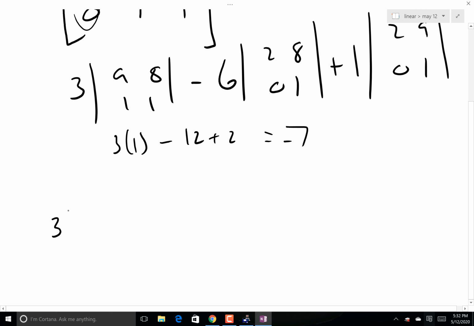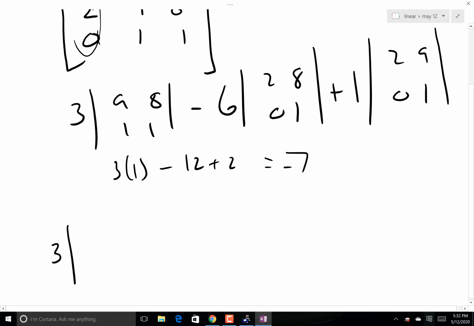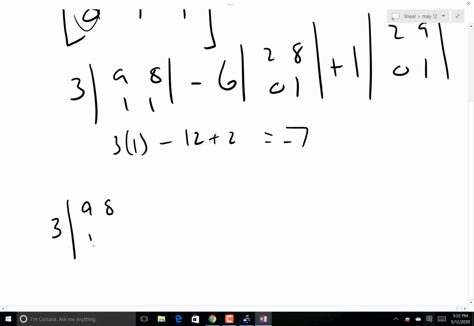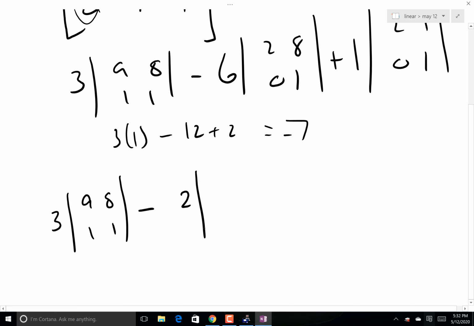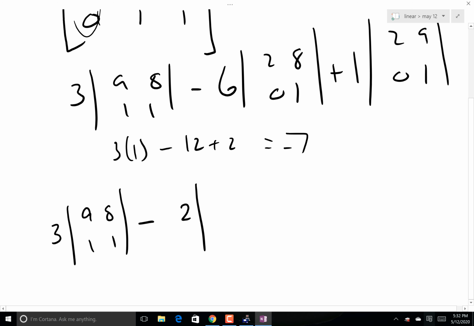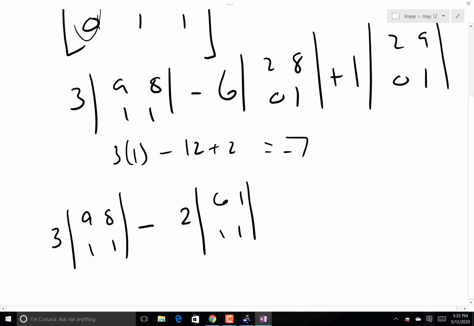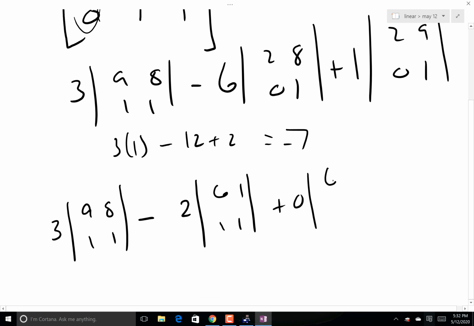What if I did 3? Now, if you cross out 3's row and column, we're still looking at the exact same determinant for 3. So that's 9 and 8, 1 and 1. Minus, now let's do the 2. The 2 is going to be messed up with 6 and 1 and 1 and 1. And the 0, and it's 6 and 1 and 9 and 8. Of course, this is 0.